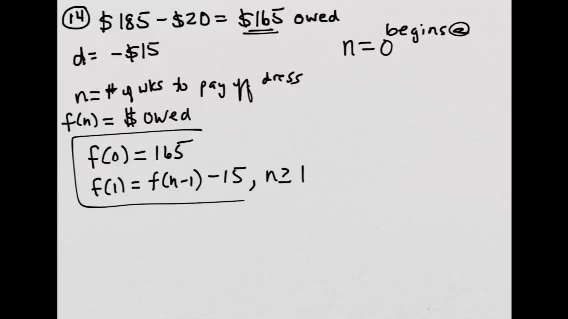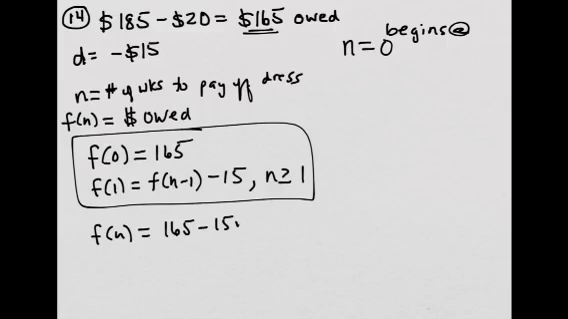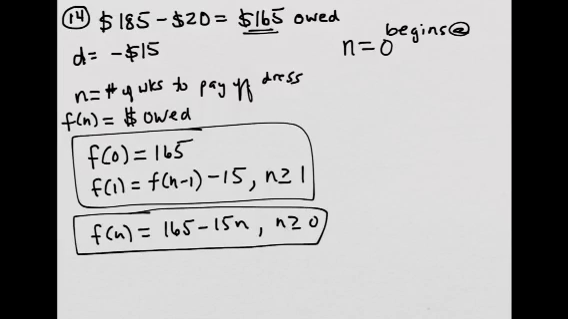So that's the recursive. The explicit is f of n equals the initial amount minus 15n, for n greater than or equal to 0. Okay, and there's nothing to simplify here because there's no n minus 1 to distribute. So that's what it is.